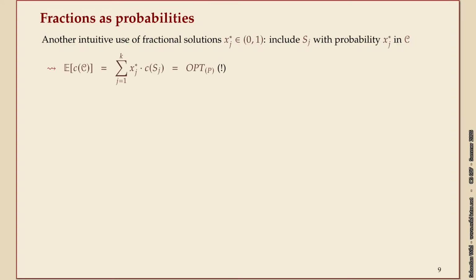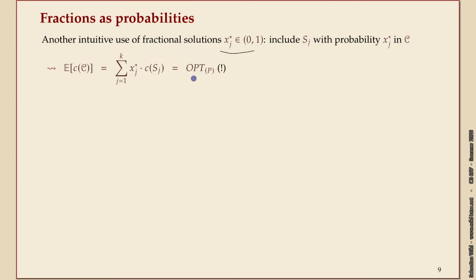And so you can just do that. And the cool thing about that is that if you take the expected cost of the sets you get, of the collection you get, that'll be exactly the optimal fractional objective value, just by definition. I guess assuming here that we have numbers between 0 and 1.